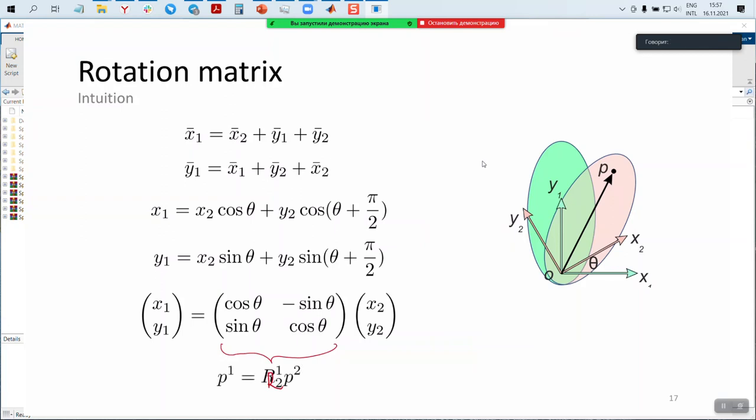Yes. May I ask a question? Sure. So you said the coordinates of point P on the left side are in the red frame, and on the right side in the green frame, is that correct? Right, yeah. Maybe I said it wrong. So this is y2, x2, it is pink, and x1 and y1 is green.